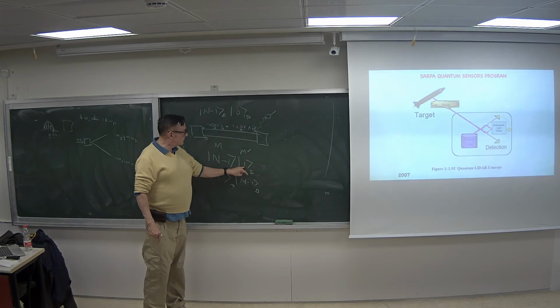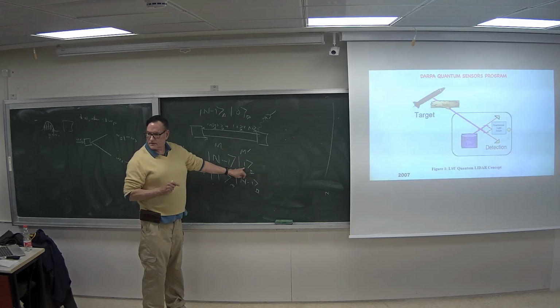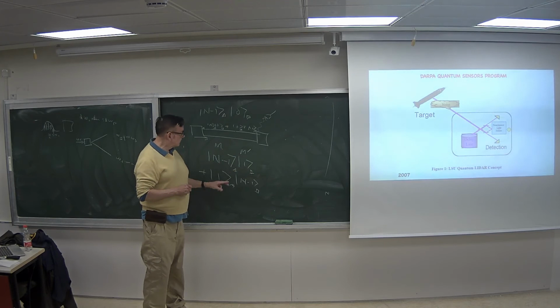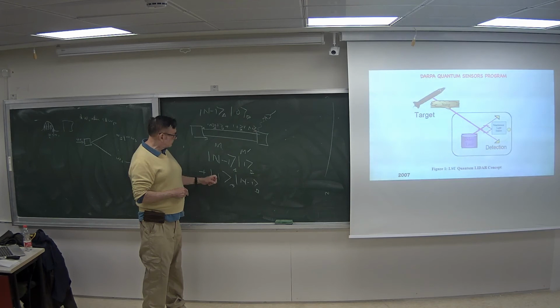Now if he gets a click, he's not sure if it was this guy or this guy. So one click does not destroy the NOON state, and you end up with n minus 1, 0, 0, n minus 1. So you lose a photon, but you sacrifice that photon, so the shed in the shed is shedding tears.